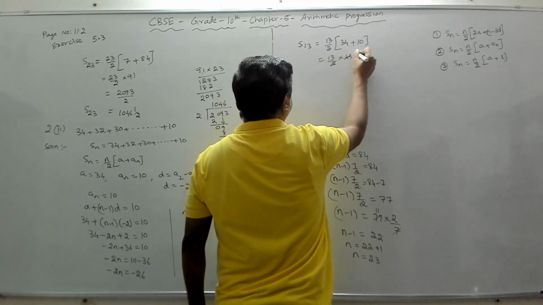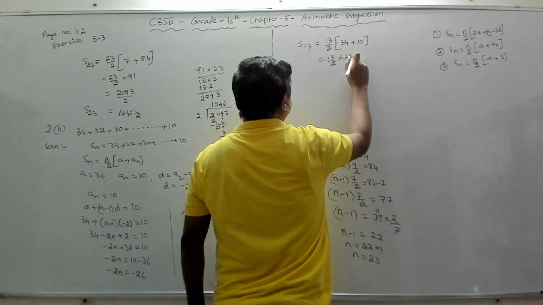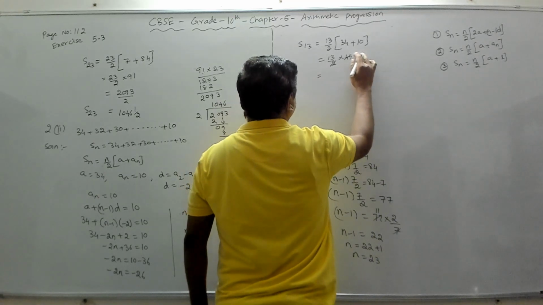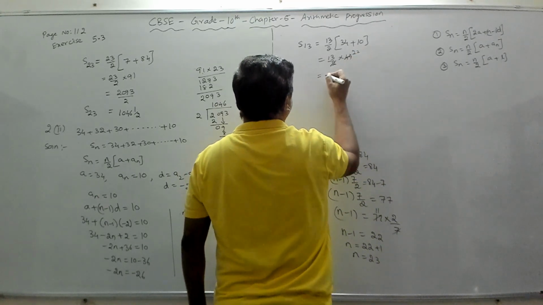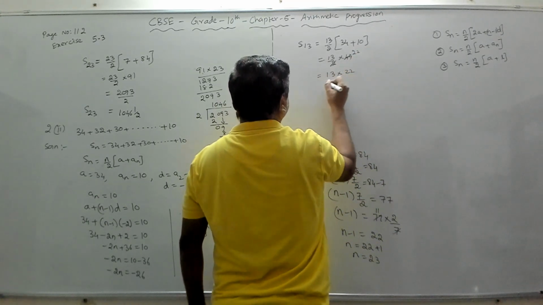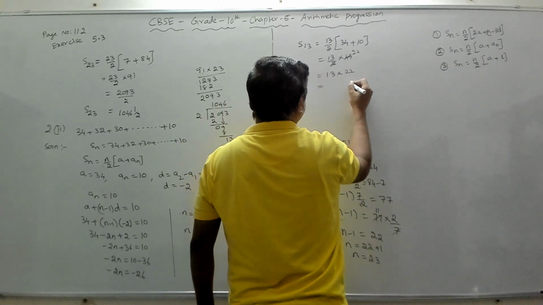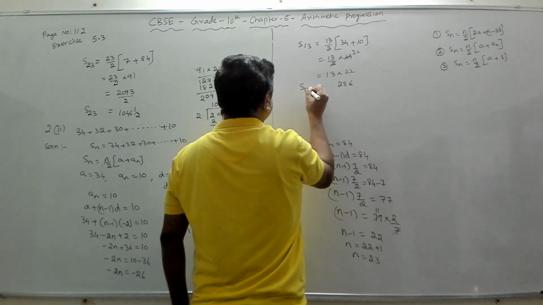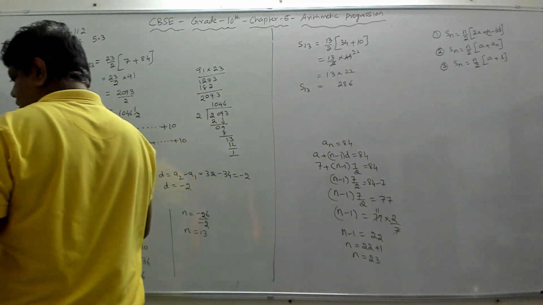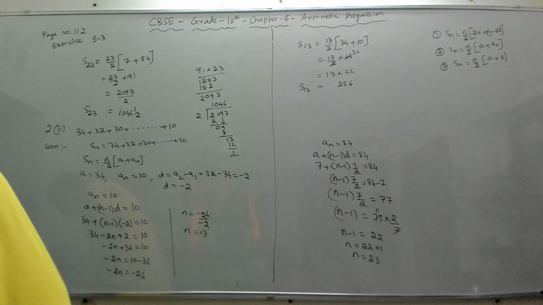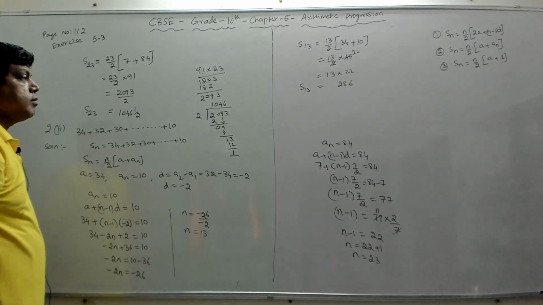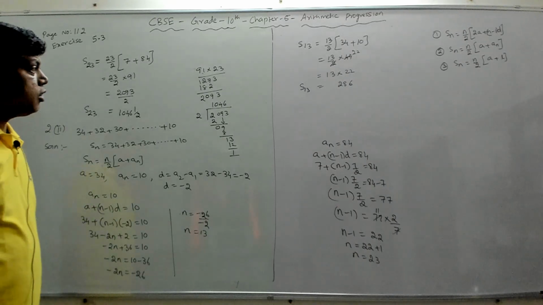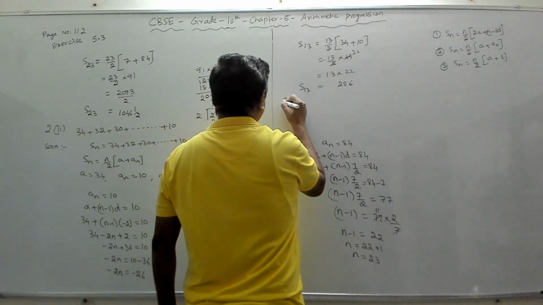The 2 and 44 get cancelled, and you get 22. So you get 13 times 22. 13 times 2 is 26; 6 carry 2, 26, 28. So the sum of the first 13 terms is 286. Fine. Now the third problem, in the second problem, third subdivision.